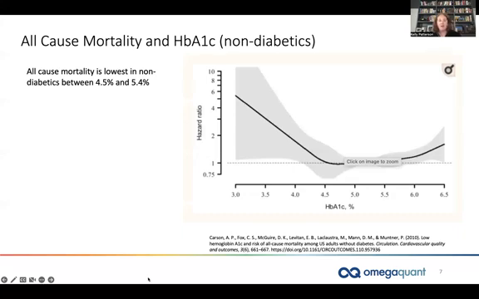So, all-cause mortality and hemoglobin A1c. This is a very, very interesting chart that shows where the optimal range for hemoglobin A1c is. A lot of people, when it comes to blood sugar, think the lower the better. We always want the lowest blood sugar. I want zero blood sugar, right? And we just can't live like that.